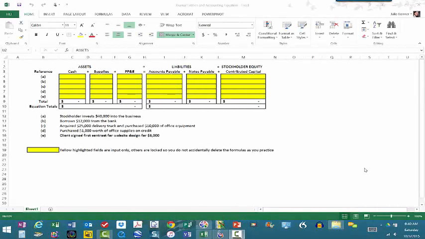Hello everyone. In this particular problem set, what I want to do is to start showing you how journal entries relate to the accounting equation. I haven't really talked about the accounting equation before, so let me give you a little bit of information about that. Basically, the accounting equation is assets equal liabilities plus stockholder equity.